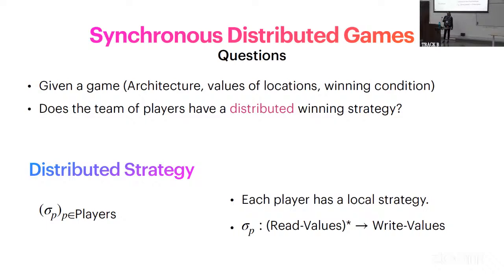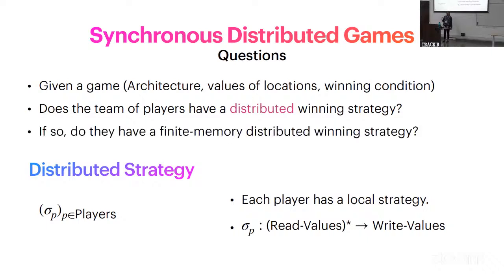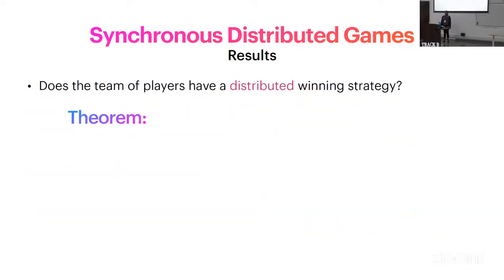They are determined. Yeah. And if they have a winning strategy, do they have a finite memory, distributed winning strategy all the time? So these are the questions that we are asking. Okay. Now, any guess for this theorem?